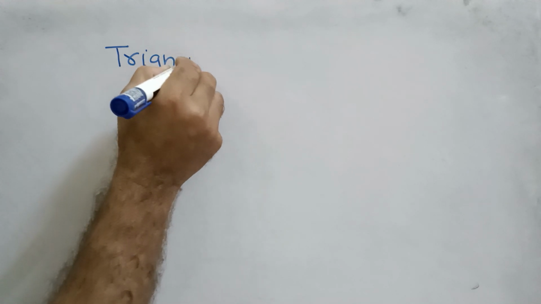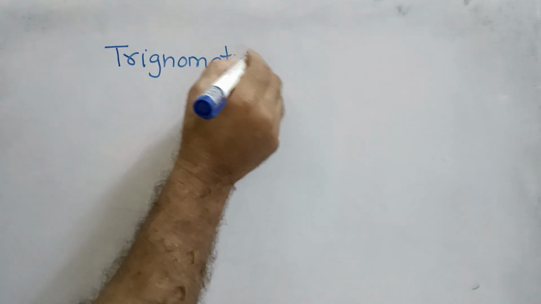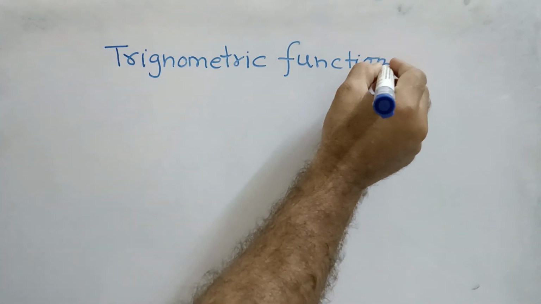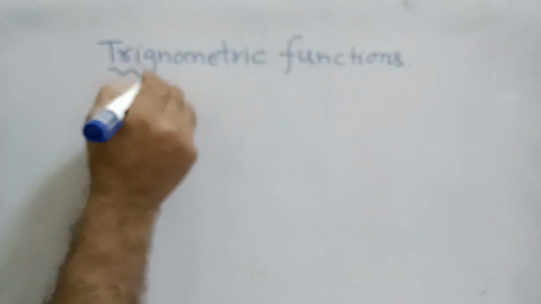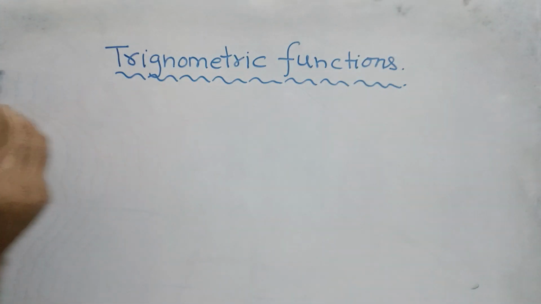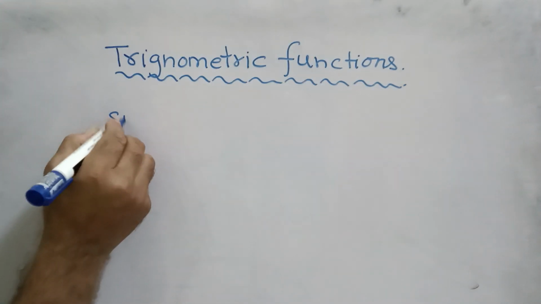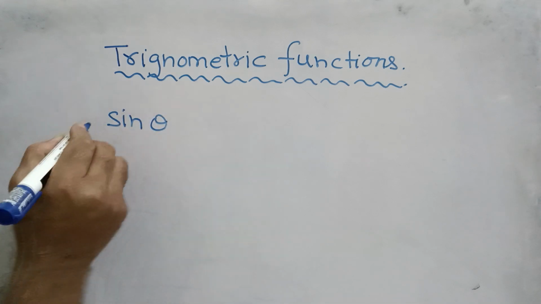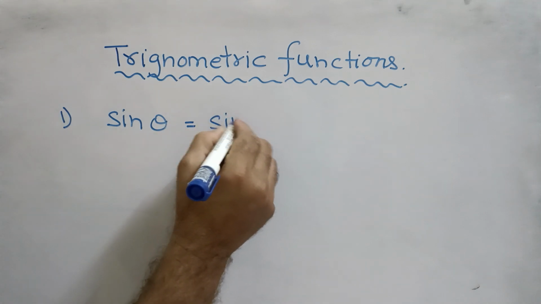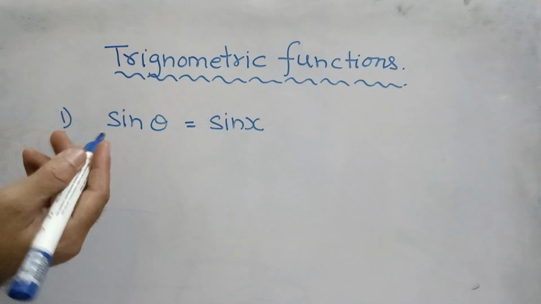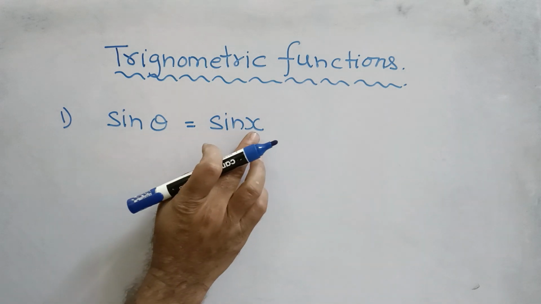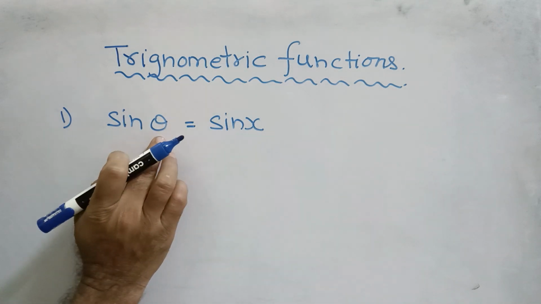Trigonometric functions. What are those? There are six trigonometric functions. What are those actually? The first one is called sine theta, or also you can call it sin x. Because we are discussing differentiation, most of the time we will consider the sin x form instead of sin theta.